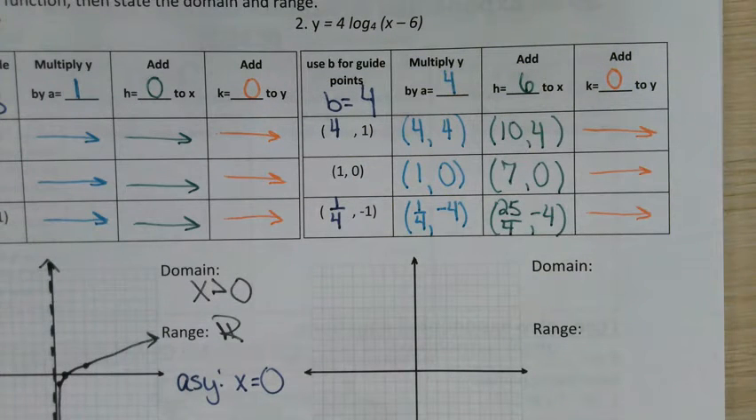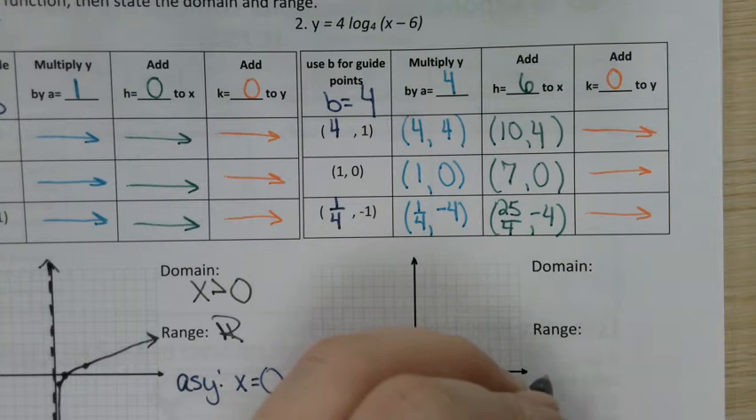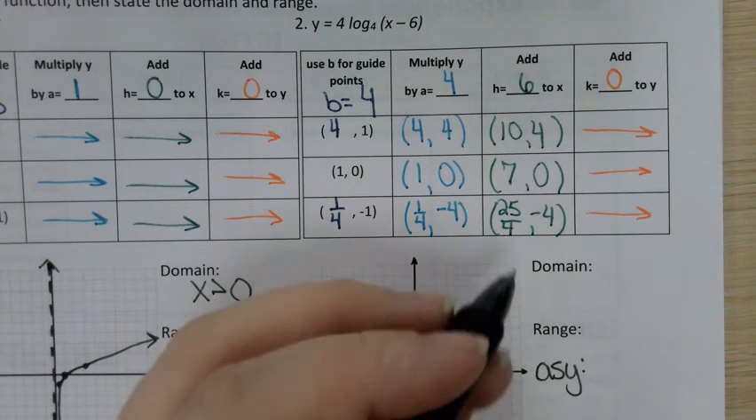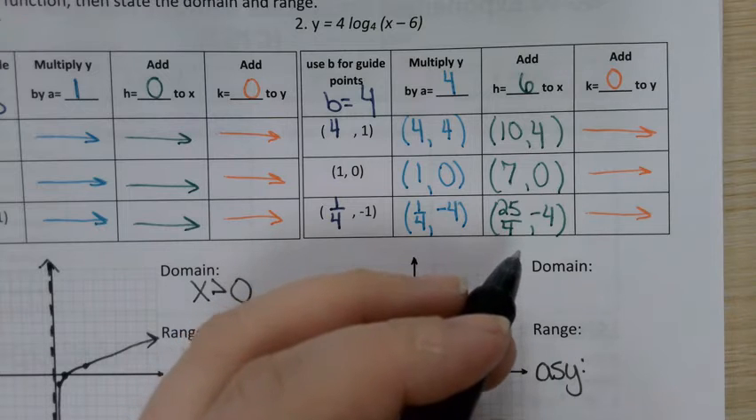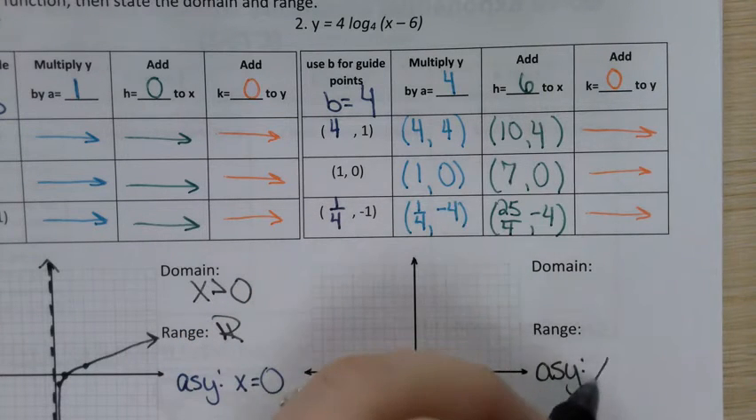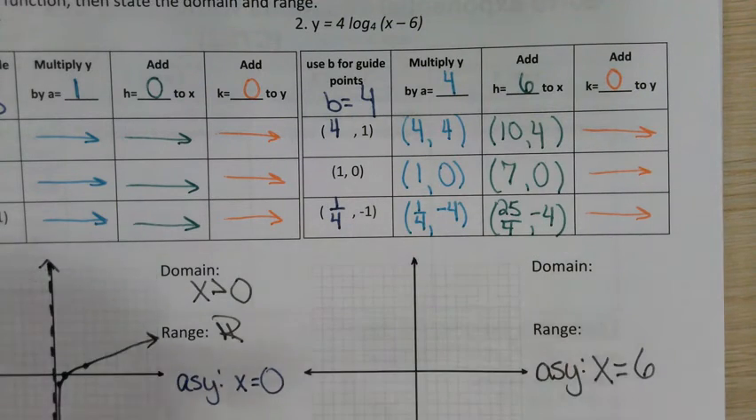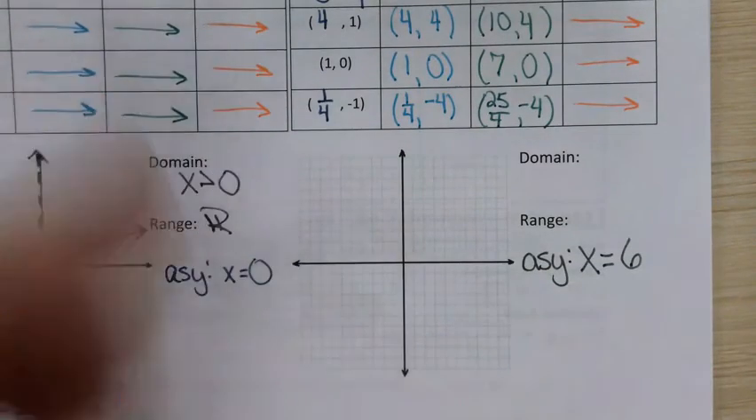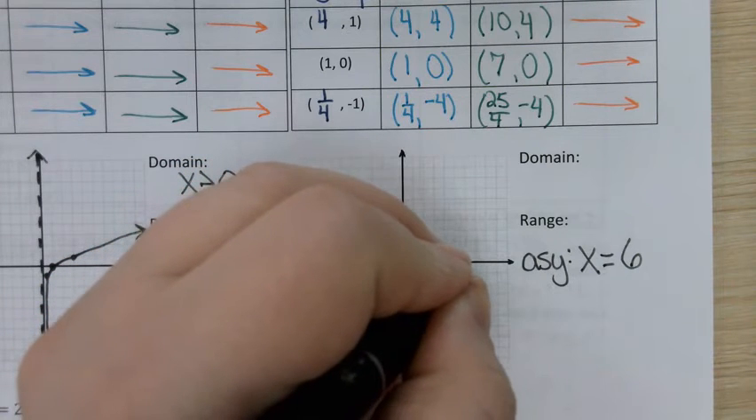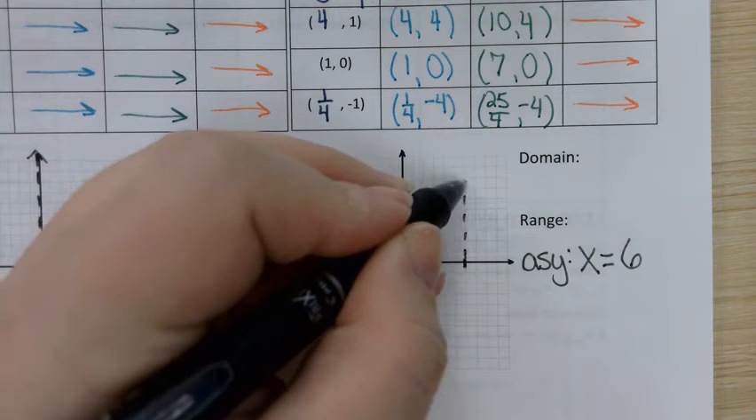And it's time to label our h and k. It's time to label our asymptote. Asymptote, remember we write it as an equation, so something equals something. Asymptotes for logarithms, x equals my h value. That's the first thing that we will plot. So I went over 6, and that's where my dashed line will go.